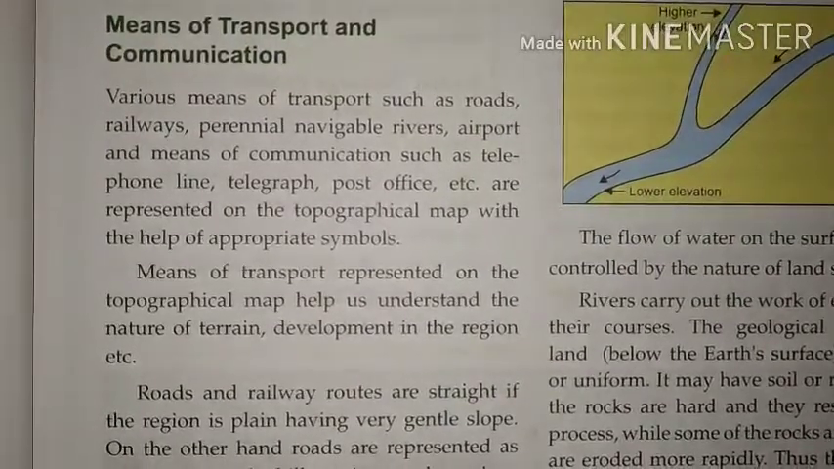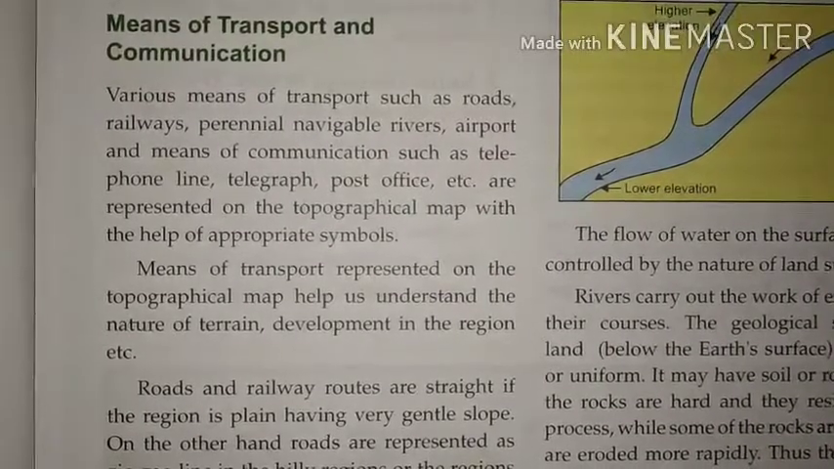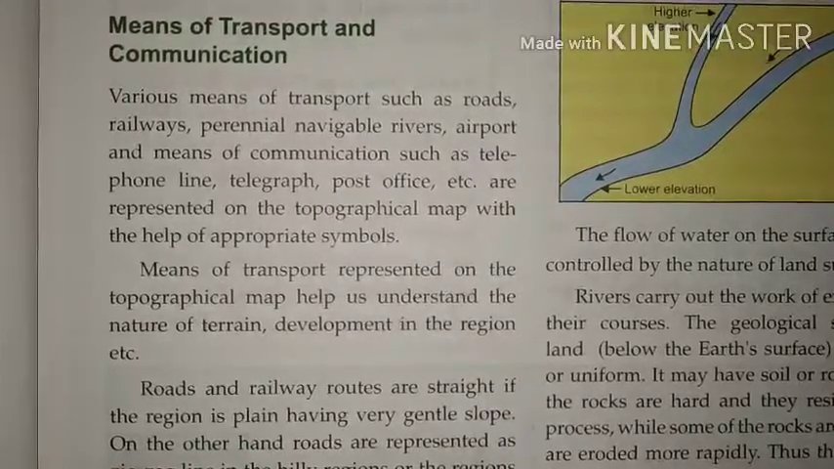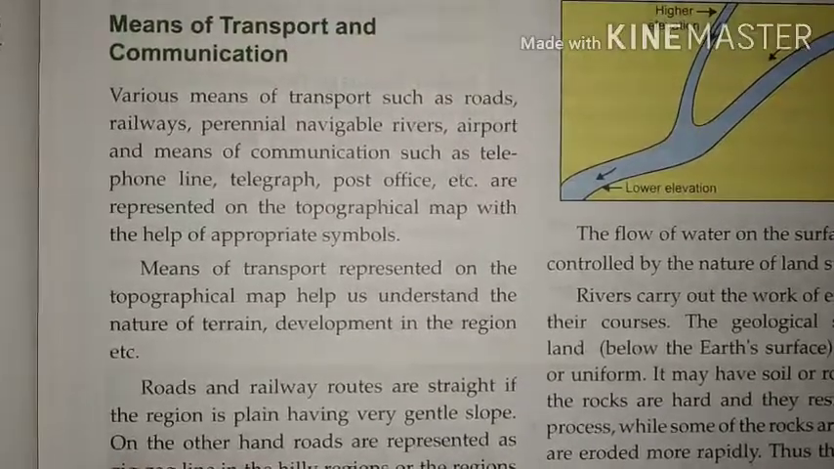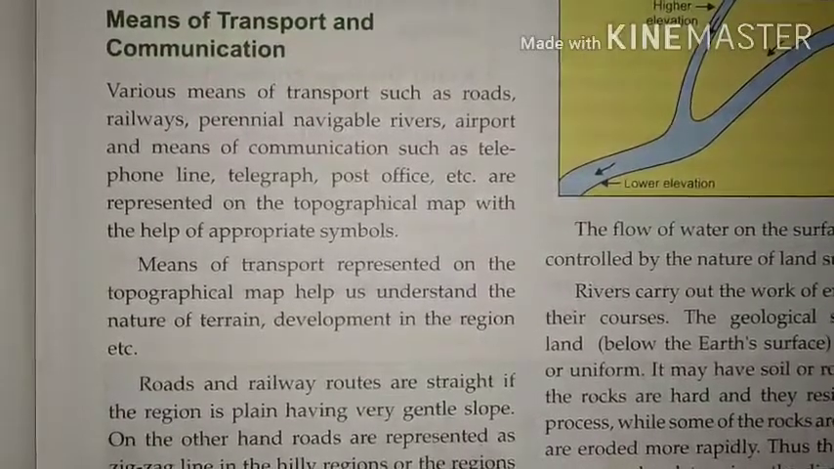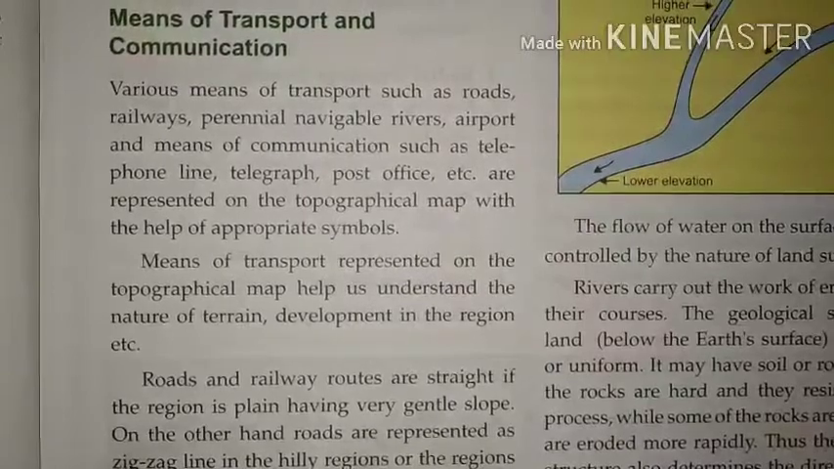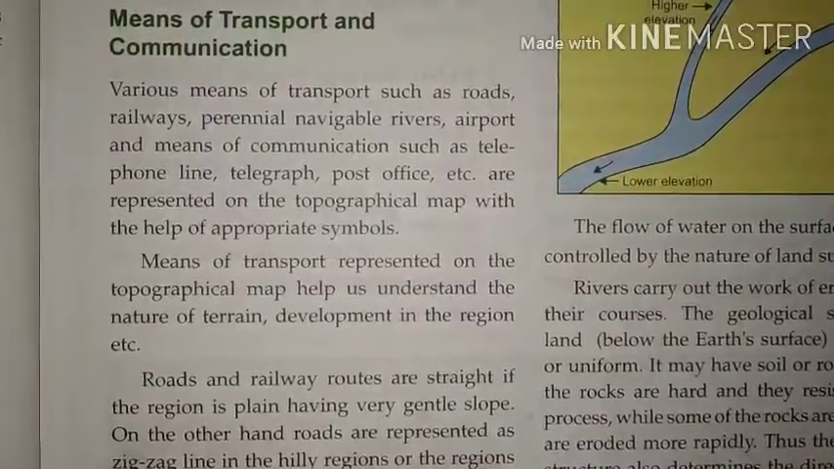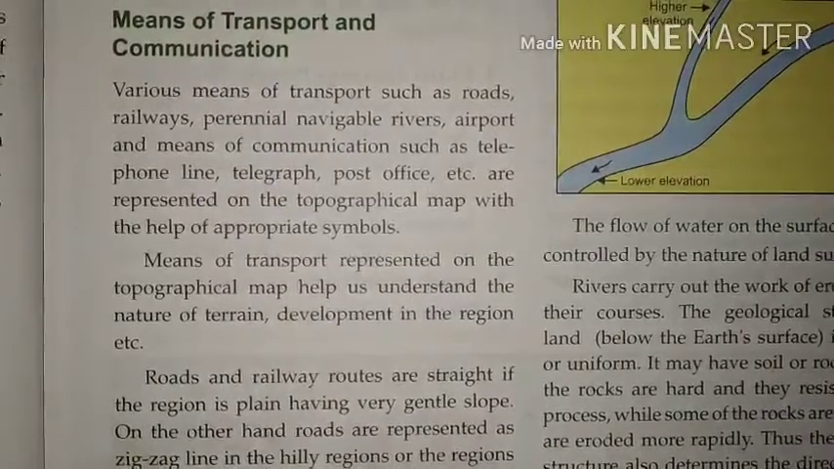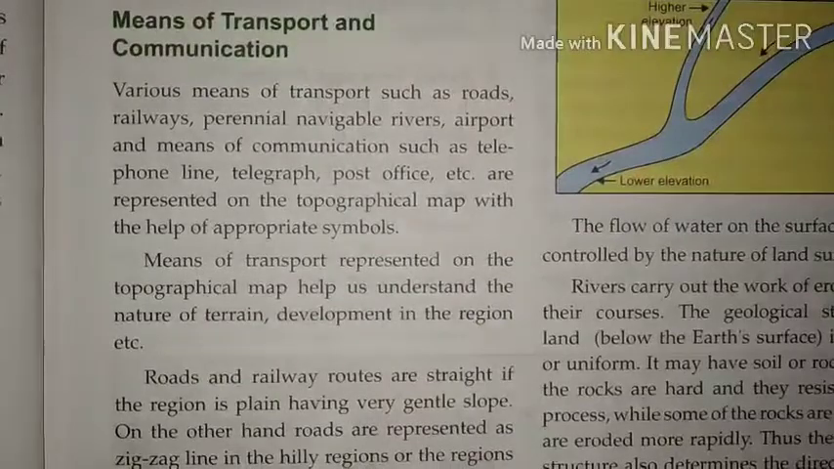Means of transport represented on the topographical map help us understand the nature of terrain and development in the region. Like, if a given region is shown on a topographical map and railway tracks are there, roads are there, airports are there, it shows that it is a well developed region, and if these things are absent then it is an underdeveloped region. So it helps us to understand these things also.